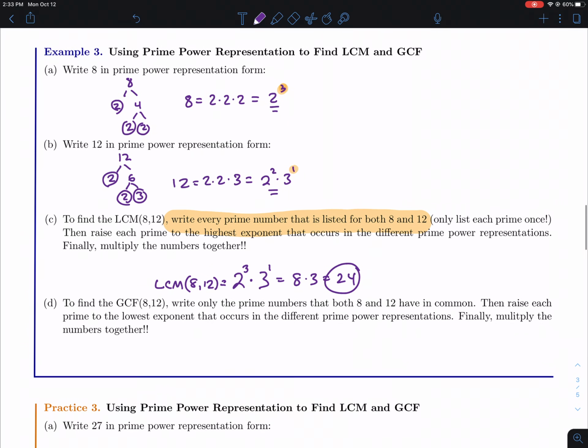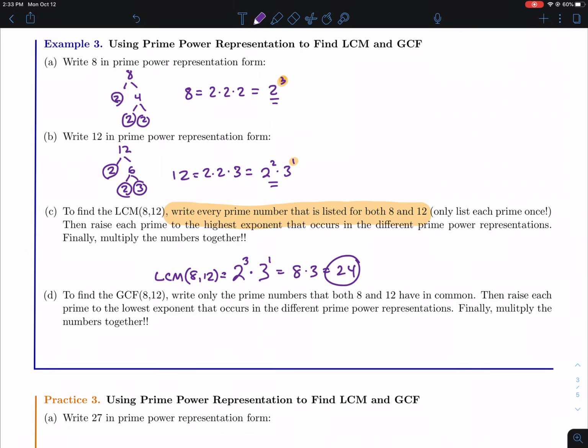All right. So for the greatest common factor, we want to start off exactly the same way. The first thing we want to do is write down the primes, but in this case, we're only writing the primes that they have in common. Since there's only a 3 in the 12, we're not going to include the 3 in our greatest common factor. We're only going to include the 2. And again, instead of choosing the biggest exponent, we want to choose the smallest exponent that occurs. So in this case, we pick up that 2 to the second.